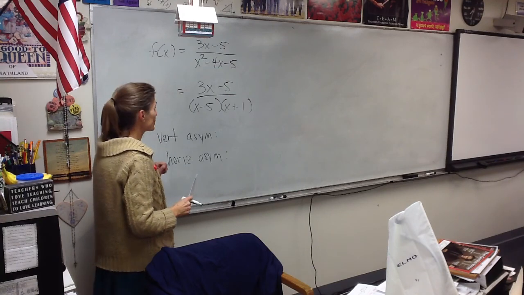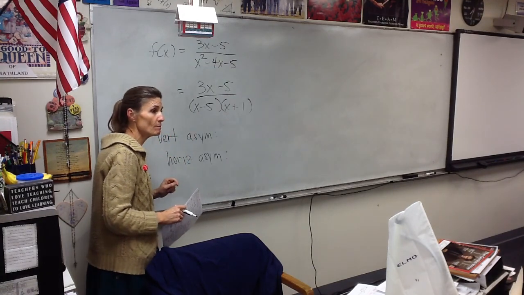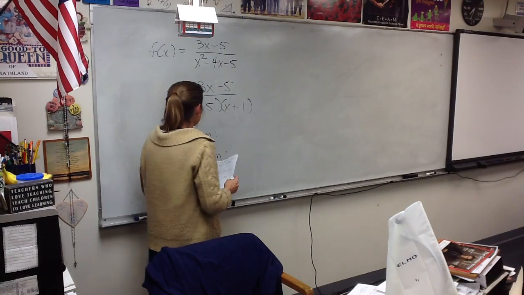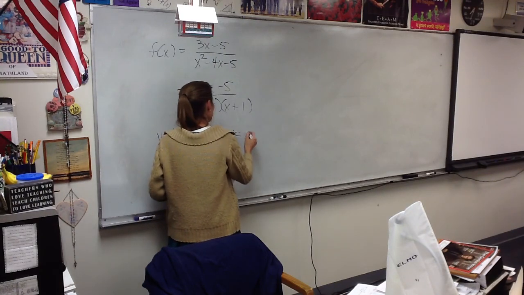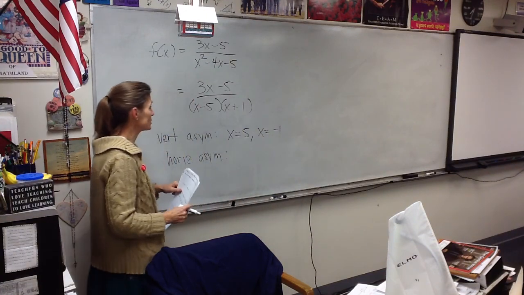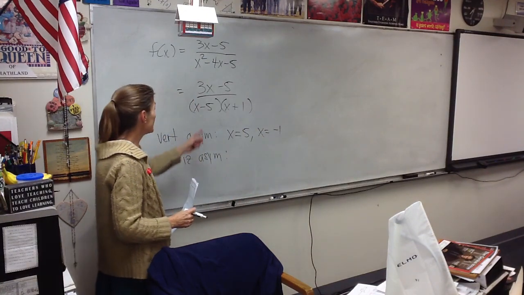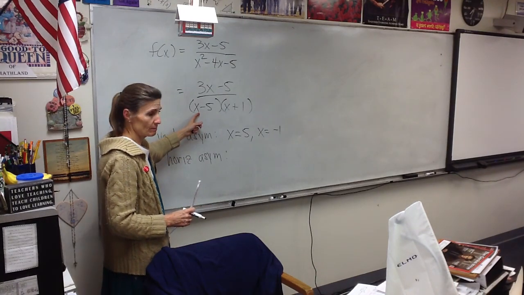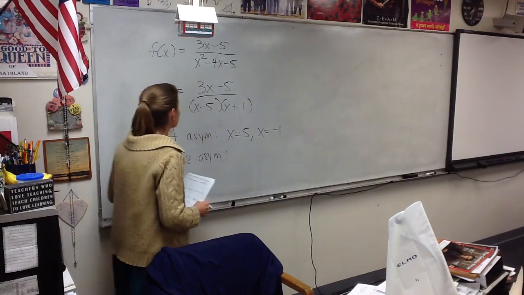Vertical asymptotes. Vertical asymptotes come from the denominator. X cannot be 5, x cannot be negative 1. So those are the equations of my vertical asymptotes. If you put a 5 in here, what happens? You get a 0. Not allowed. Those are your vertical asymptotes.